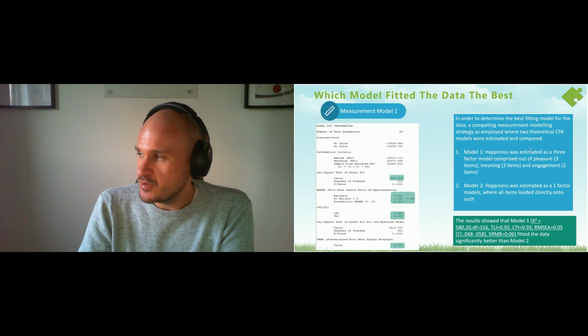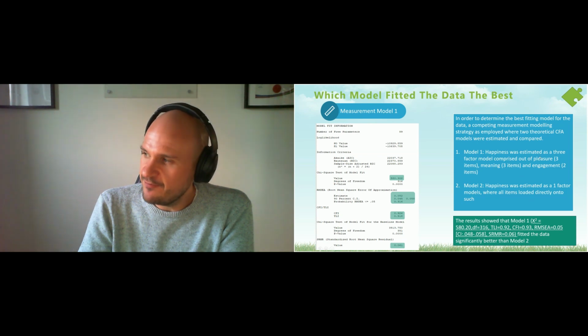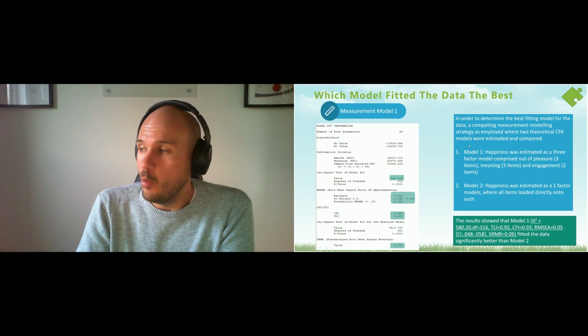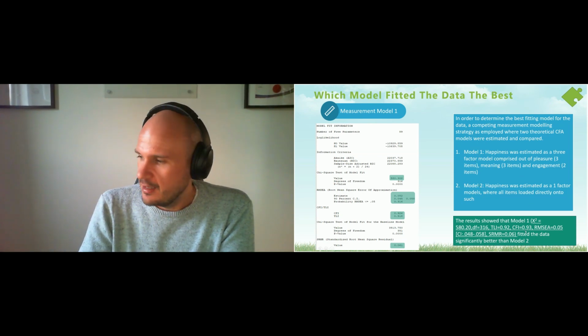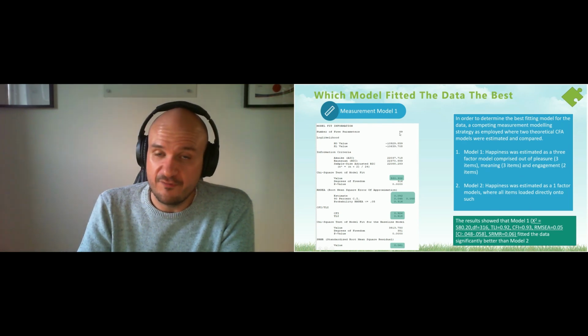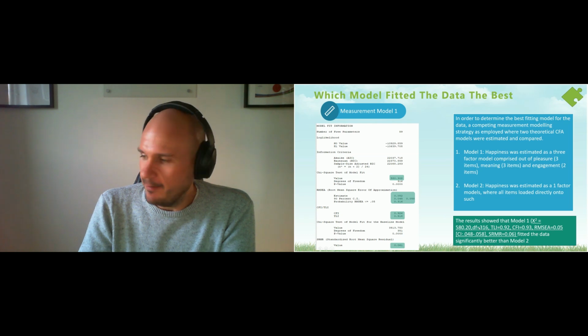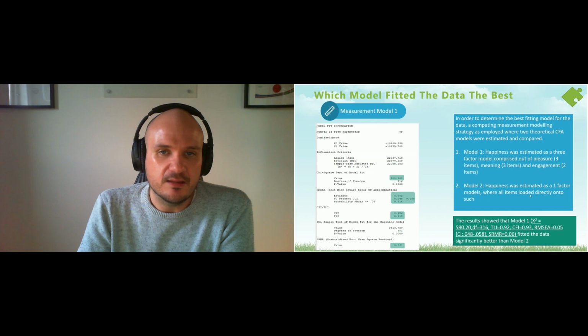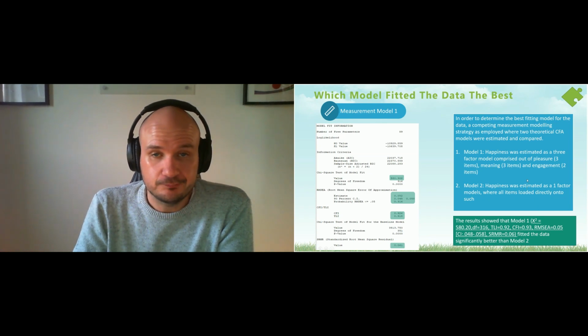In model 1, happiness was estimated as a three-factor model made up of pleasure with 3 items, and engagement with 2. And model 2 is made up of happiness as a one-factor model. So we always specify this in the beginning to tell the reader what it is that we assessed. And this is then how you, of course, put this all in the table, because you have to report all of the fit statistics. But this is what you write up. The results showed that model 1, on all of the fit statistics, fitted the data significantly better than model 2. That's how you interpret it. Straightforward, right?